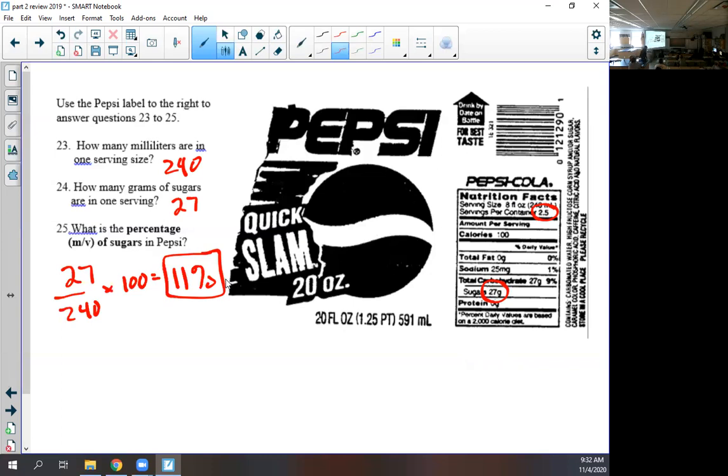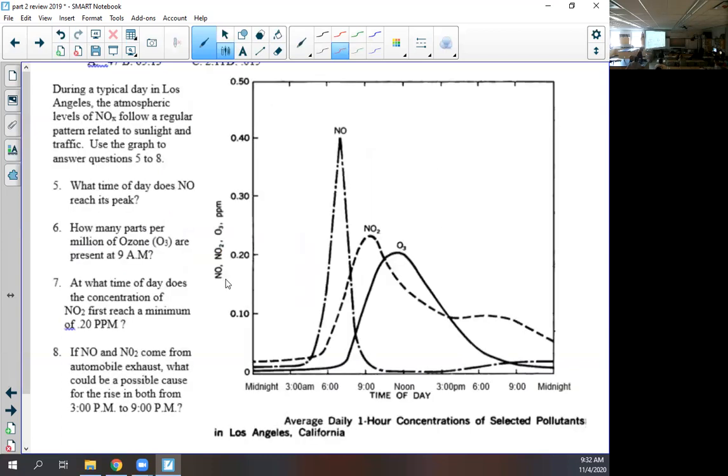Okay. One last part. That looks a lot harder. This is way easy. There's no math. So at what time of day does NO reach a peak? Well, here's NO. Just go down.